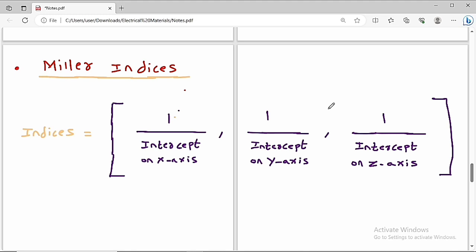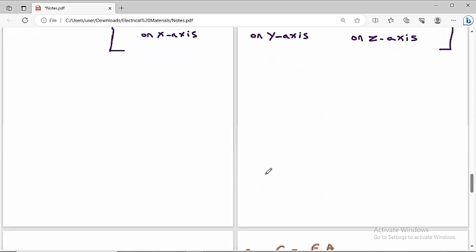So as you can see clearly, it is a reciprocal of the intercept on the x-axis, a reciprocal of the intercept on the y-axis, and a reciprocal of the intercept on the z-axis. This is a very important thing you always have to keep in your mind. For a given plane, first figure out the intercepts made by the plane on the axes and take the reciprocal in order to get the Miller indices for that plane. With the help of Miller indices, we can figure out the orientation of the plane. And always try to write the Miller indices only in terms of 1 and 0. Okay, so this is all about the Miller indices.